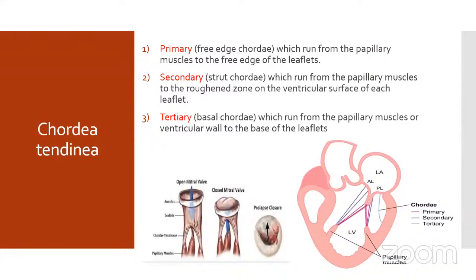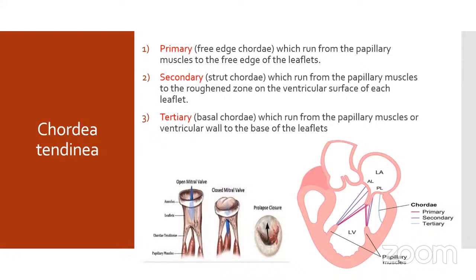The chordae tendineae are a thin web-like fibrous structure, mainly responsible for the end-systolic position of the anterior and posterior leaflet. They arise from the papillary muscle and are classified according to their site of insertion between the free margin and the base of the leaflet.